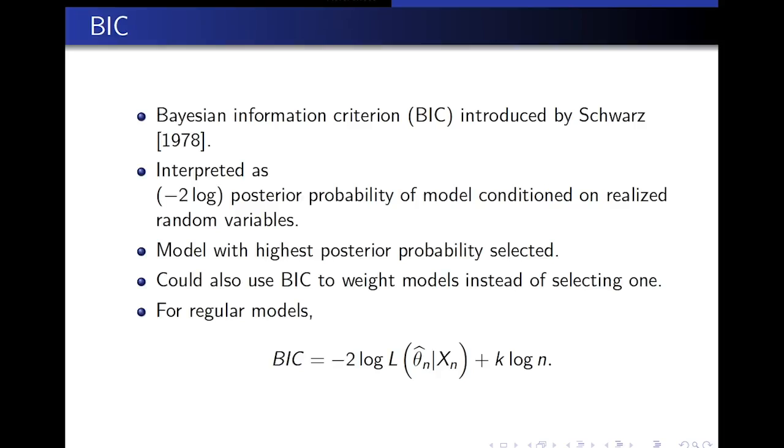Now we'll move on to the BIC. The BIC has a very different motivation to the AIC, but again, it's just -2 times the logarithm of the maximum likelihood plus some penalty term. BIC was first introduced by Schwartz, and it's -2 times the logarithm of the posterior probability of the candidate model conditioned on the random variables. We select the model with the highest posterior probability. For regular models, the penalty term is simply the number of parameters, k, multiplied by the log of the sample size, n.